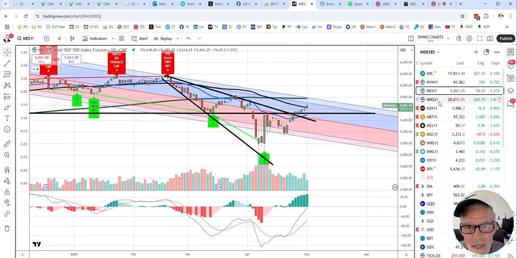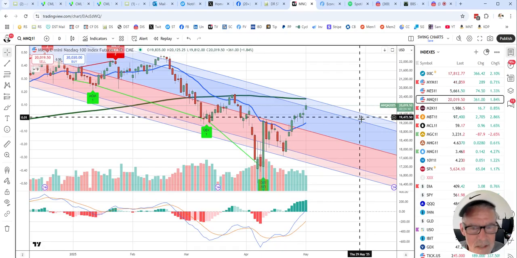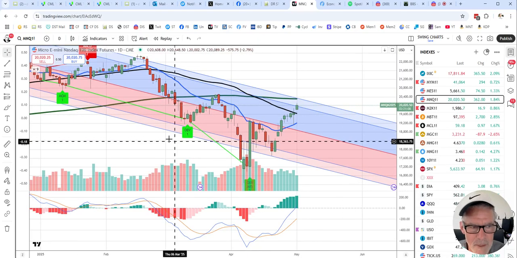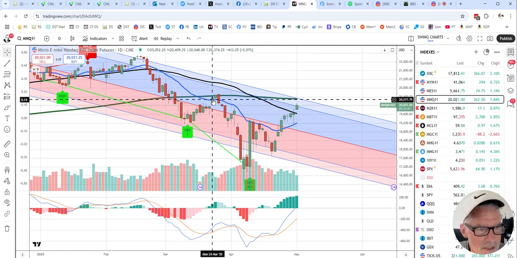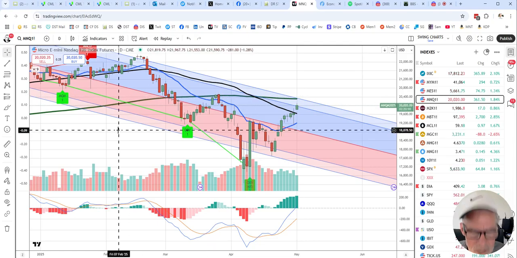All right, let's take a look at the NASDAQ. The NASDAQ is up into the blue zone today, so we have to be a little more careful with the NASDAQ than we do with the S&P. It's also very close to the 200-period moving average. The last time it tagged that and rolled over, it was a serious rollover, very serious rollover.